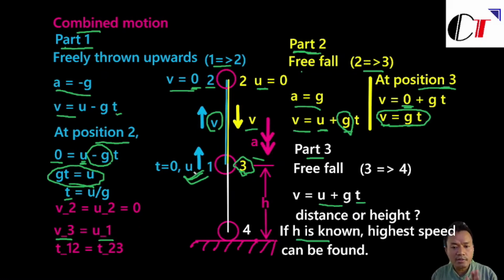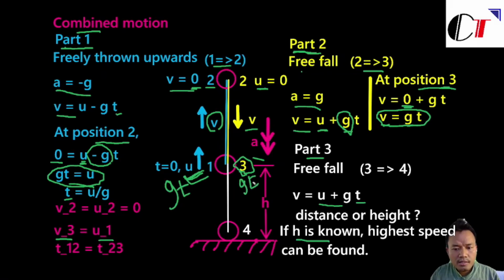Now, of course, if you look at the velocity, they are not the same, because at position 1, the velocity is positive, vertically upwards. At position 3, the velocity is vertically downwards. So the speed is the same, but the direction of the velocity is not the same, right? And apart from that, you can easily conclude that here u is gt, and at position 3, v is gt.